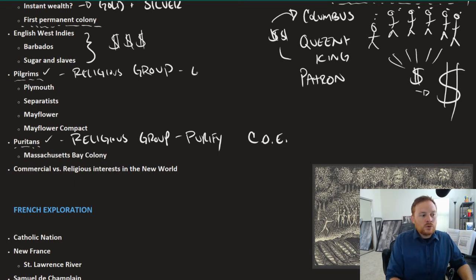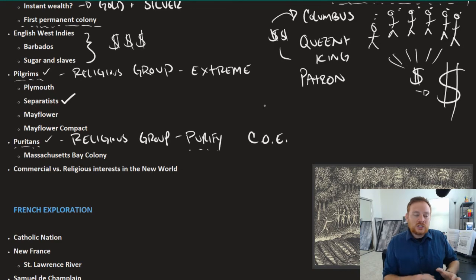Pilgrims are a more extreme form of Puritans. And that is, they don't want to just purify it. They instead want to completely separate from the Church of England, right? The Pilgrims are separatists. In other words, the Church of England, you can't save it anymore. Time to completely break away. And in heading to the New World, the Pilgrims create the colony of Plymouth, which is located in modern-day Massachusetts.